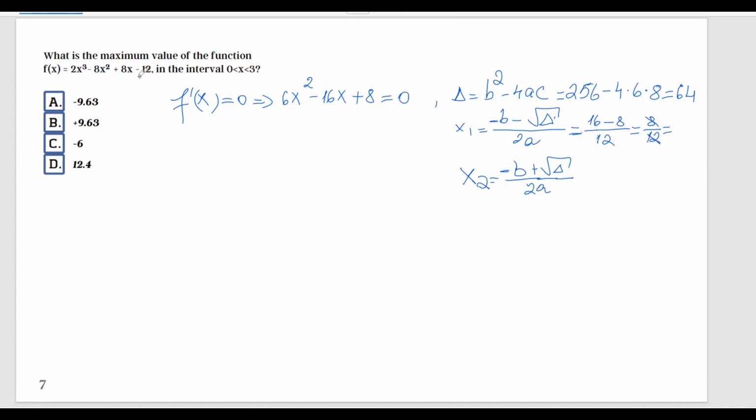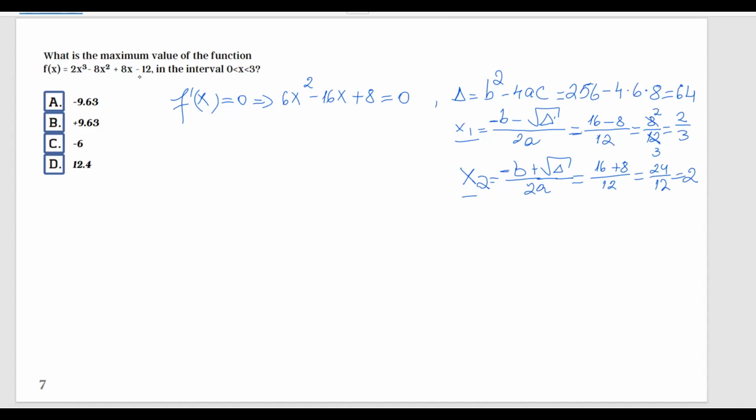We can divide this by 4, so I get 2 over 3. And in this case, I'm going to get 16 plus 8 divided by 2 multiplied by 6, which is 12. Here I'll have 16 plus 8 is 24 divided by 12. I get a value of 2. So here we go. We have the solutions of this first derivative.